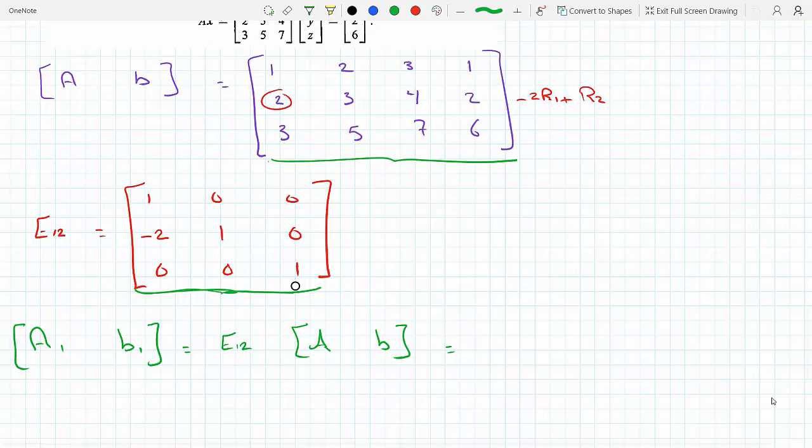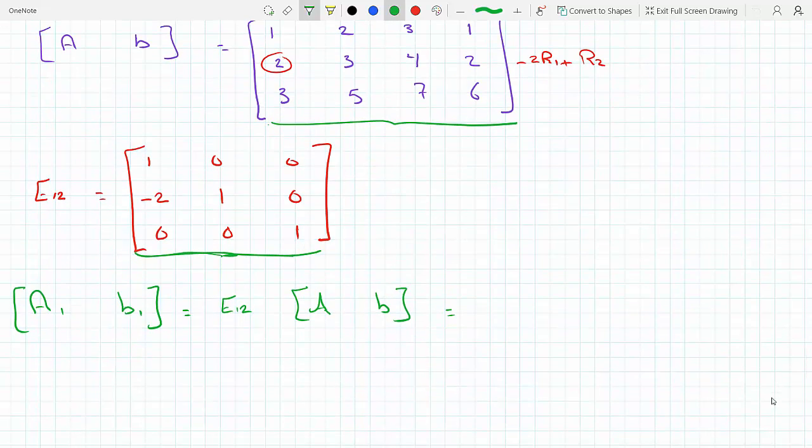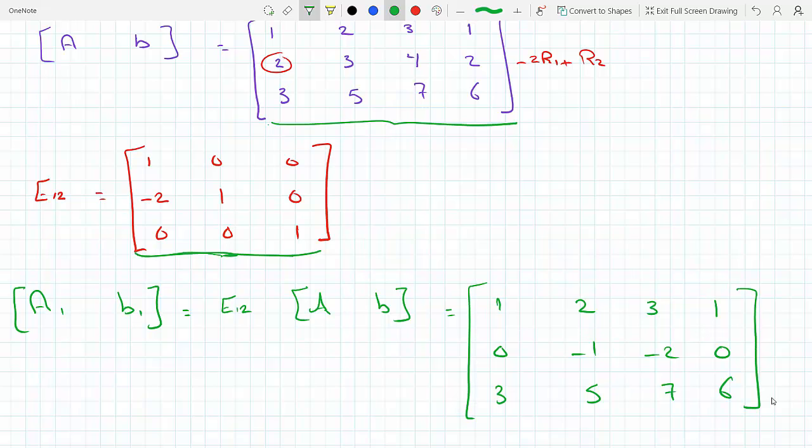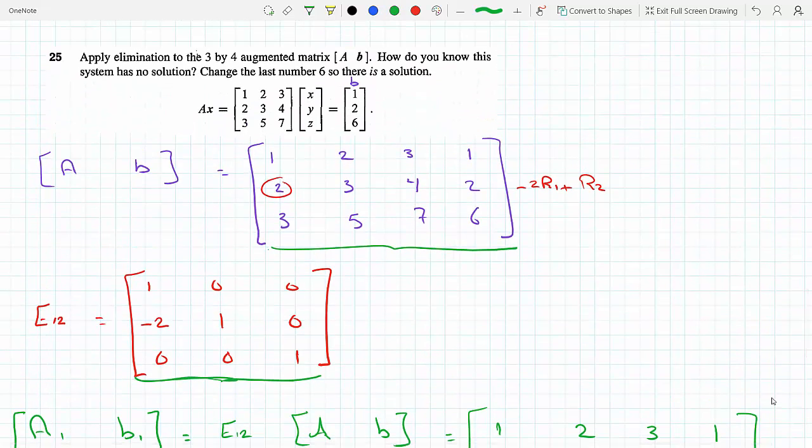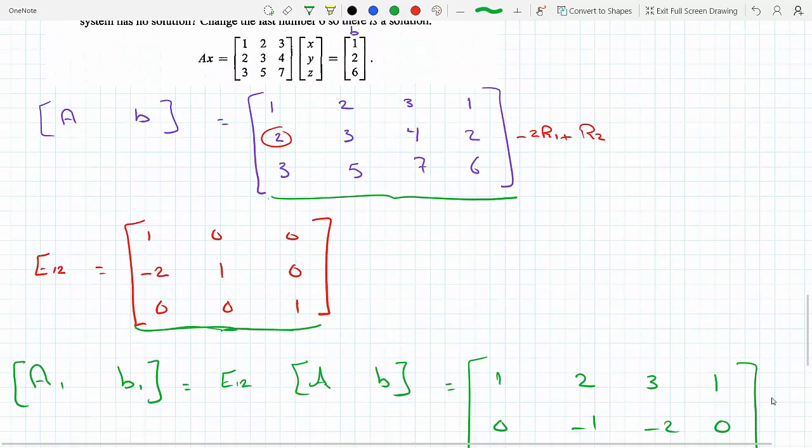So here we get, when I multiplied those using Mathematica, 1 2 3 1, 0 minus 1 minus 2 0, 3 5 7 6. Okay, then comes the second elimination step.